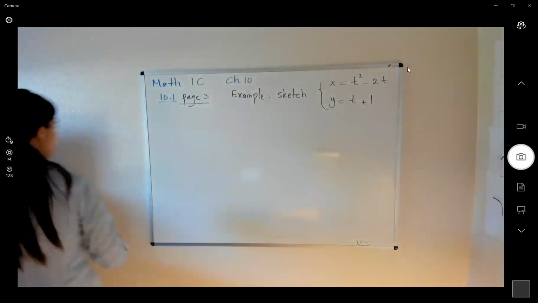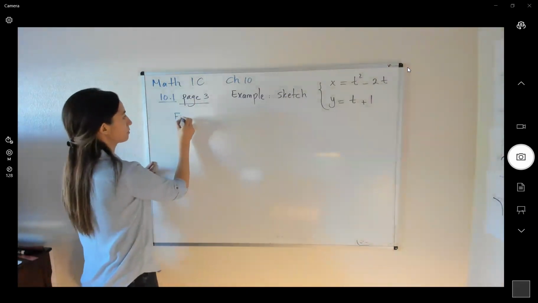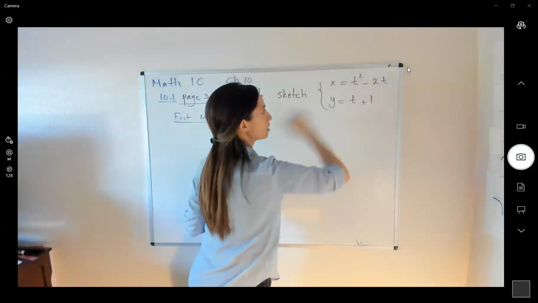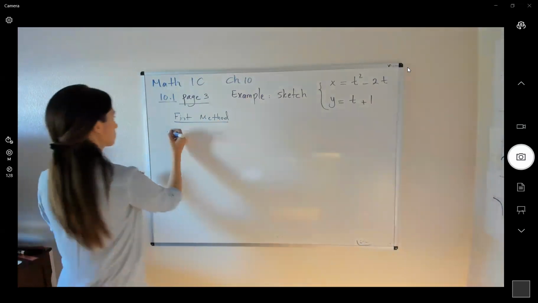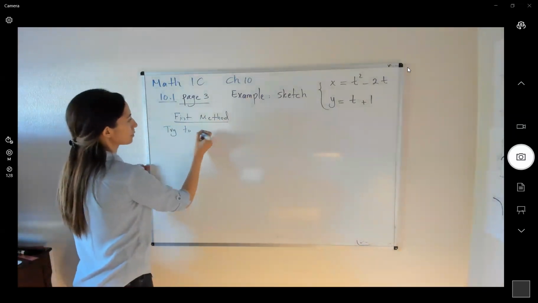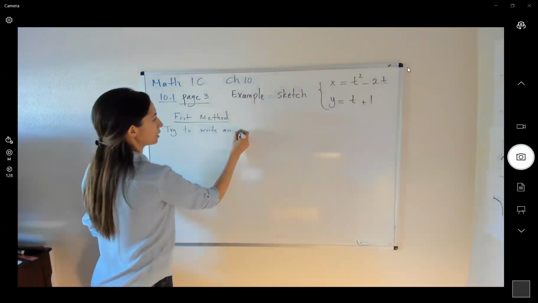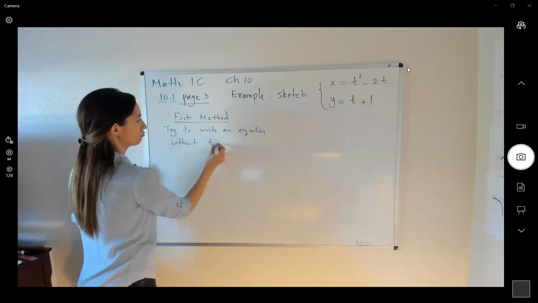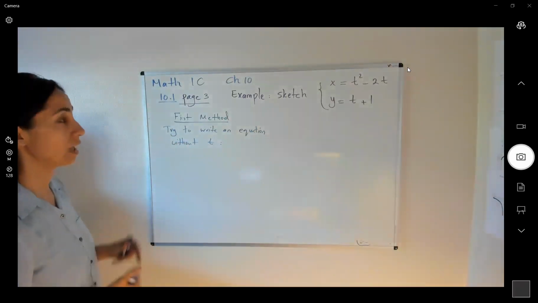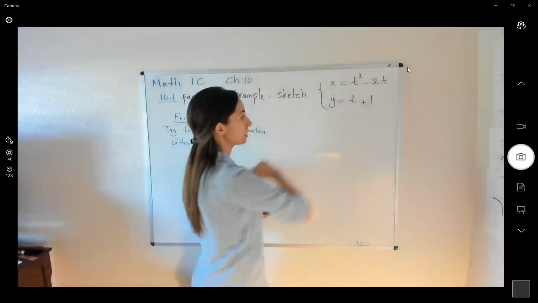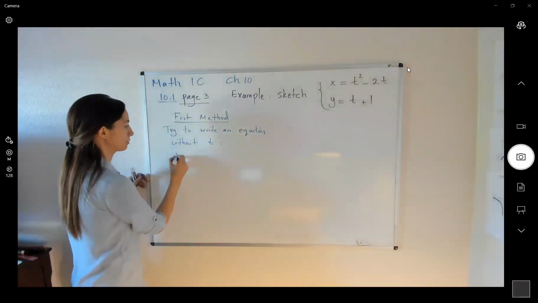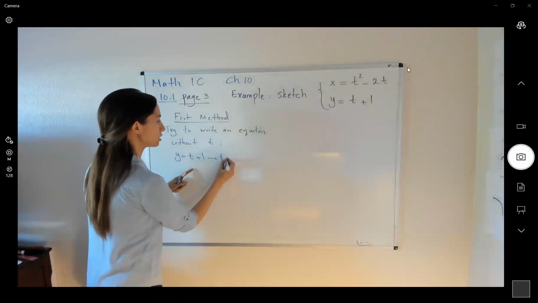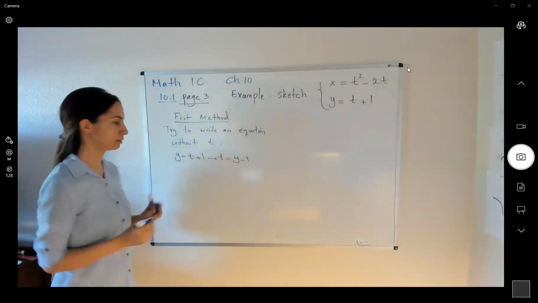The first method that you learned is to just get rid of your t. Try to write an equation without t. Okay, perfect. How do we do that? In the second equation, your y is equal to t plus 1. So my t can be written as y minus 1.